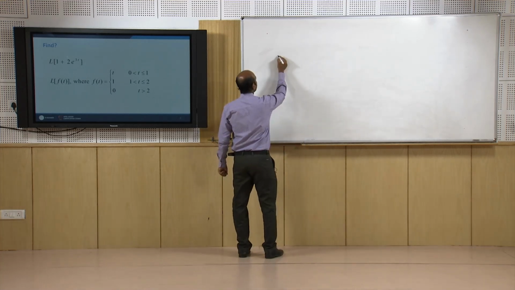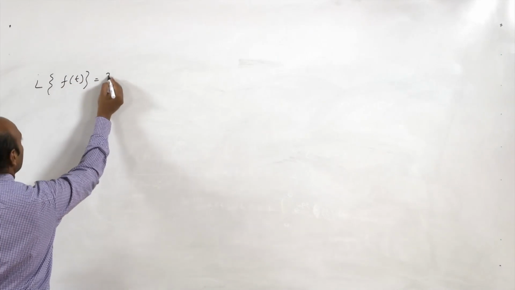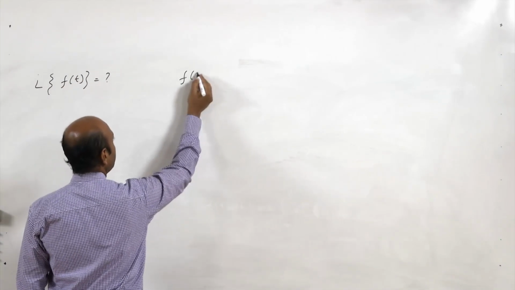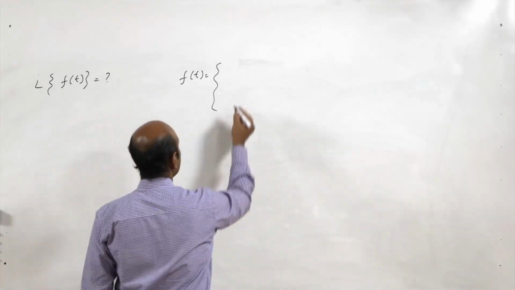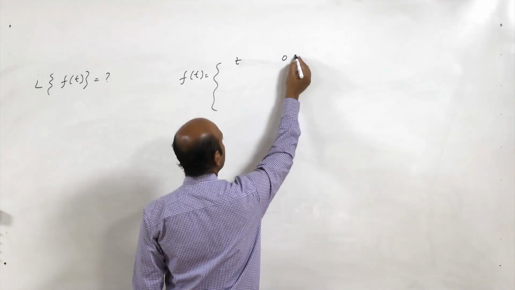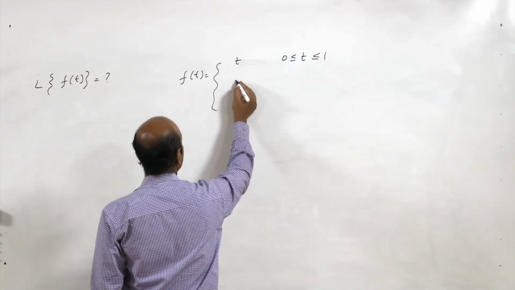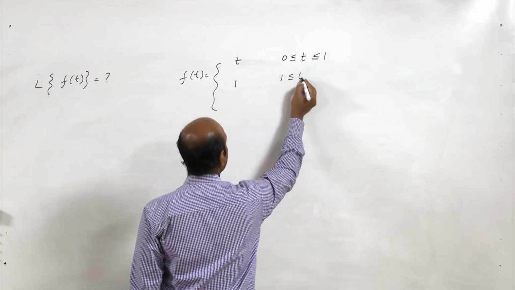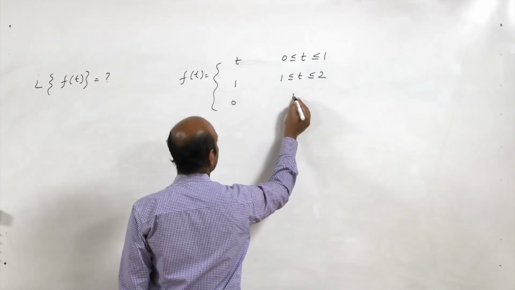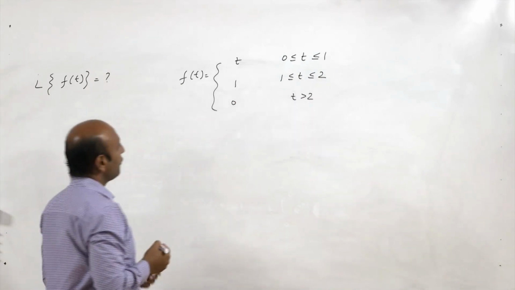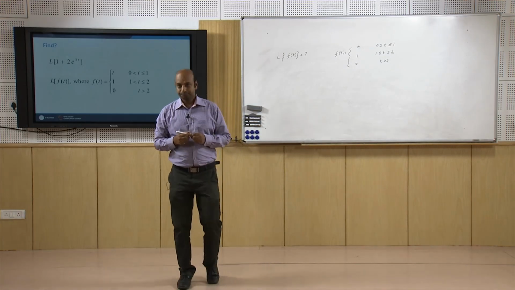We have to find the Laplace transform of f(t), where f(t) is nothing but t when 0 is less than or equal to t less than or equal to 1. It is 1 when 1 is less than or equal to t less than or equal to 2, and 0 when t is greater than 2. So for this function we have to find the Laplace transform of f(t).